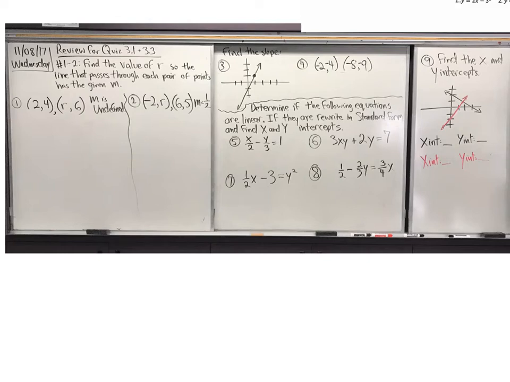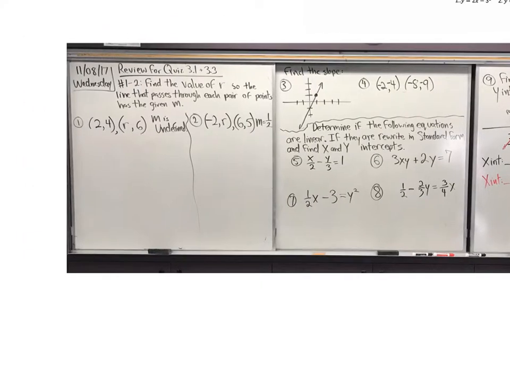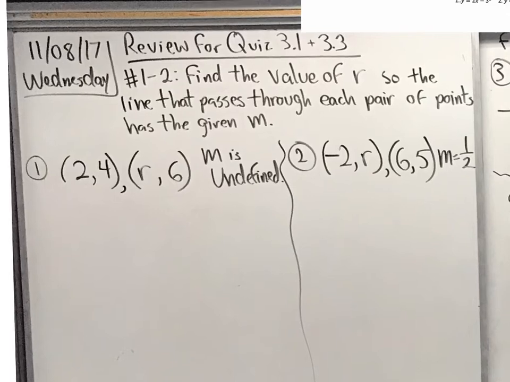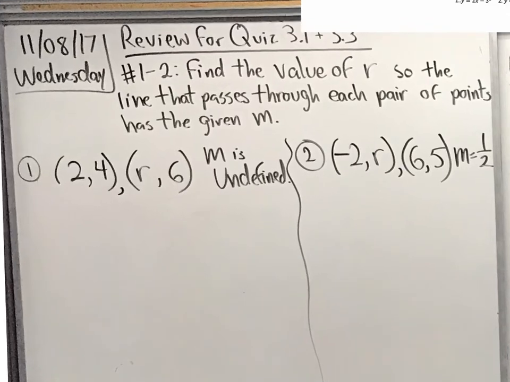So I selected these questions straight from the quiz, and I just changed a couple of values to get you more prepared for it. Right here in the first couple of questions, which you should have copied down in your notebooks, including all these instructions right here. In numbers 1 and 2, I want you to find the value of r so that the line passes through each pair of points and has the given m. So these are probably the most time-consuming, the most challenging questions on the whole quiz tomorrow.